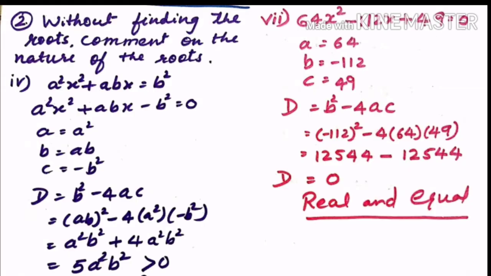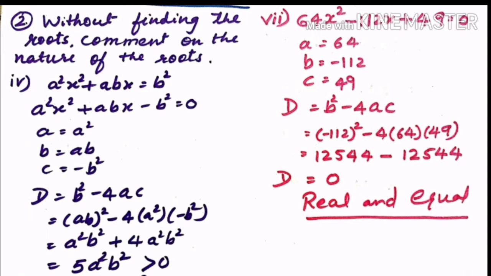Without finding the roots, comment on the nature of the roots. So here also we will not find our roots, but we want to check how the roots will be. So I am taking number 4, a square x square plus abx is equal to b square. Now taking the b square to the left side, it becomes minus b square, and then we write our a, b, c values. So here a is equal to a square, b is equal to ab, and c is equal to minus b square. Now find d is equal to b square minus 4ac.